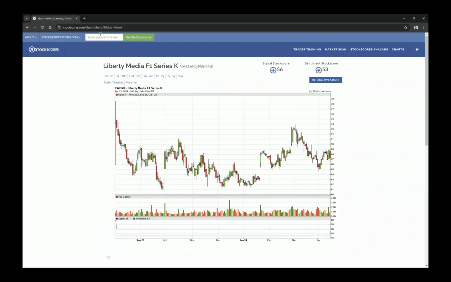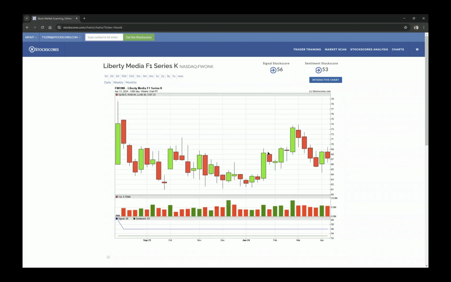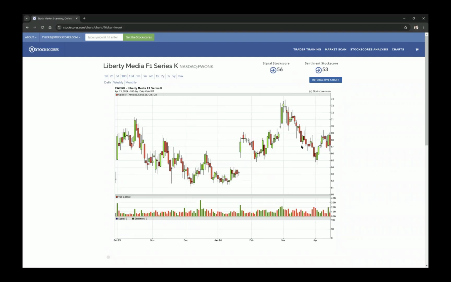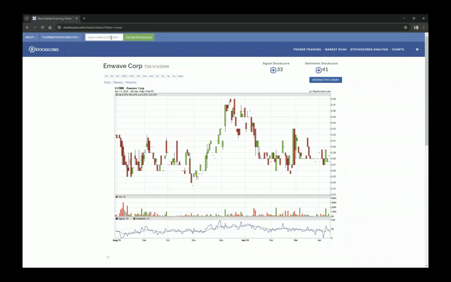F1, this is the company that owns Formula One, which is something I'm quite fond of, but the chart doesn't look wonderful. I think it's a chart probably best avoided, or a stock best avoided. Doesn't look great. V.ENW, I don't see any reason to hold that. Doesn't look great.